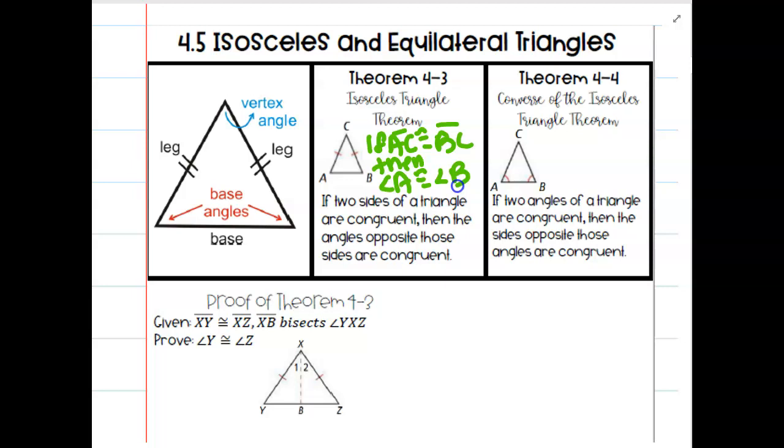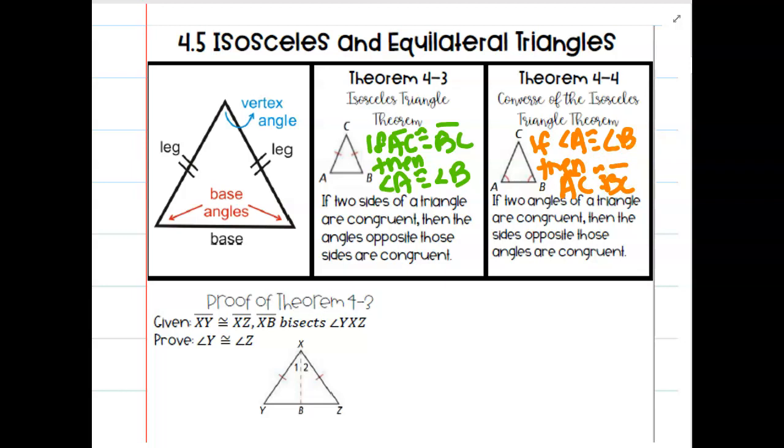Theorem 4.4 is going to be the converse. If you remember from chapter 2, we talked about converse, contrapositive, all of those things. It just means you're going to read it from the opposite direction. It's going to start with the angles, where the isosceles triangle theorem started with the sides. The theorem says if you have two congruent sides, then the angles are congruent. The converse says if angle A is congruent to angle B, then the sides would also have to be congruent. So AC is going to be congruent to BC.